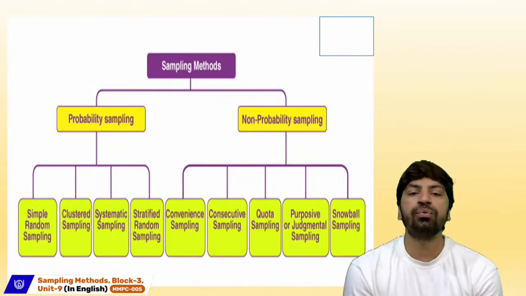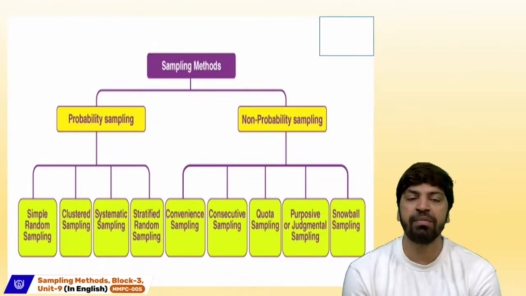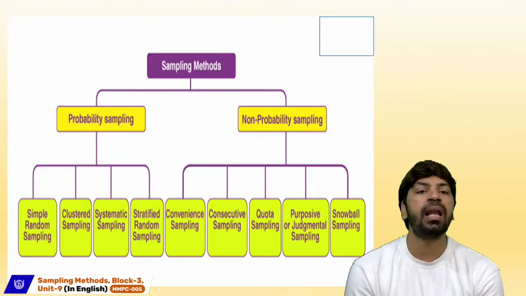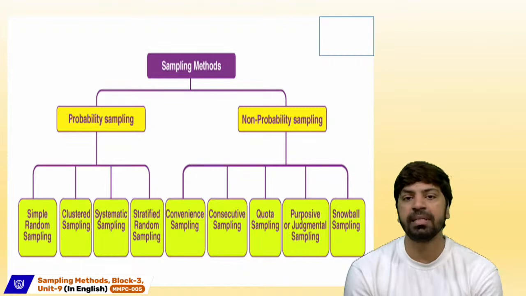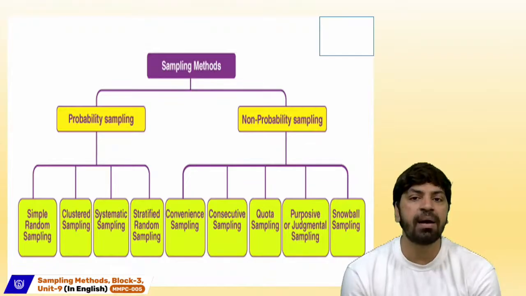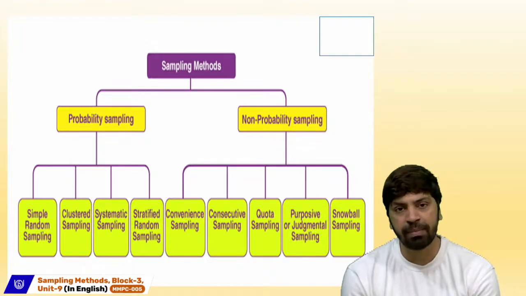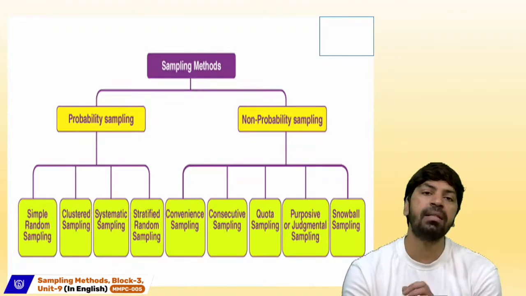These are the two main methods: probability sampling and non-probability sampling. Probability sampling is classified into four main categories: simple random sampling, cluster sampling, systematic sampling, and stratified random sampling. In the case of non-probability sampling, there are convenience sampling, consecutive sampling, quota sampling, purposive or judgmental sampling, and snowball sampling. So let's have an overview of all these types and methods of sampling.